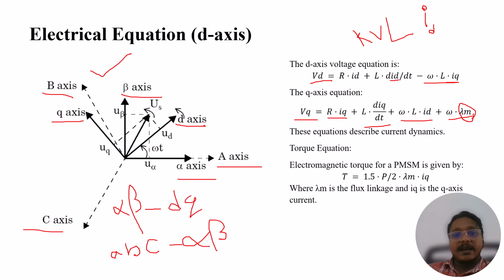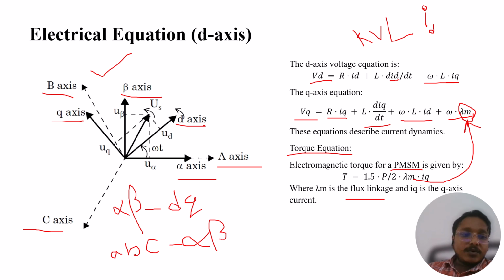In the same way, the torque equation is also very important. As I already said, along with the electrical equations there are also mechanical equations. The torque equation is the electromechanical torque of a PMSM motor. I already said in the previous video the assumptions, like it's a two-phase PMSM motor. So torque equals 1.5 into P by 2 into lambda M into IQ, where lambda M is the flux linkage and IQ is the Q axis current.